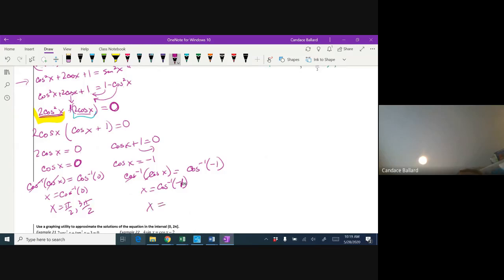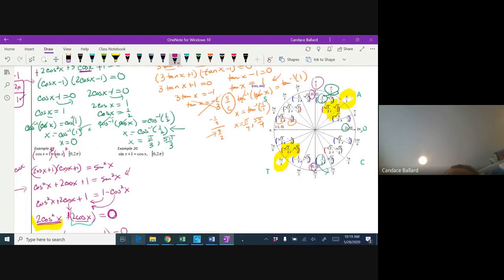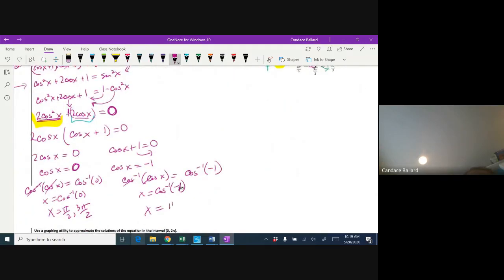And then we're also looking for where an x value equals -1. So I'm looking for -1 and, oh, here's one here, pi. And I don't see any others, just pi. X equals pi.